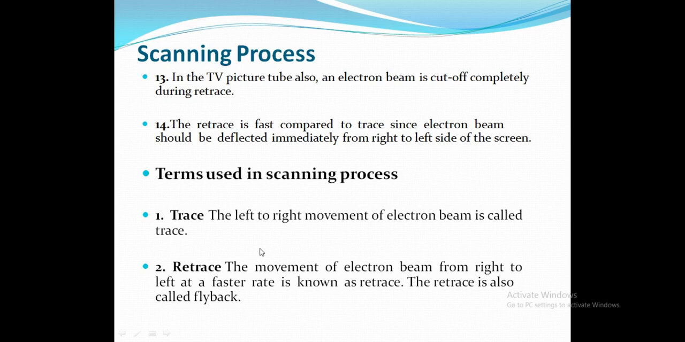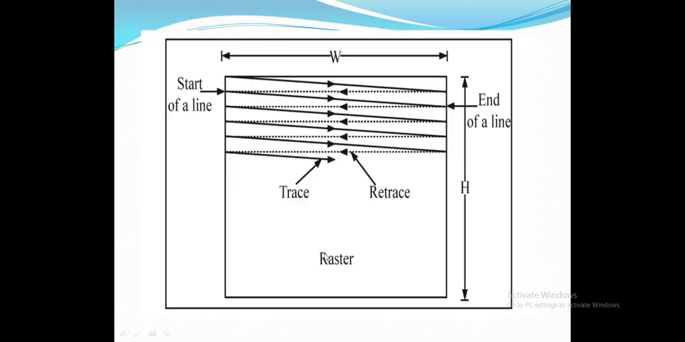First of all, trace is nothing but the left to right movement of the electron beam. Retrace is the movement of the electron beam from right to left at a faster rate, known as retrace or flyback. See here, this is the tracing, this is the retracing.